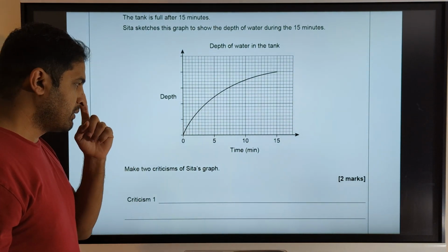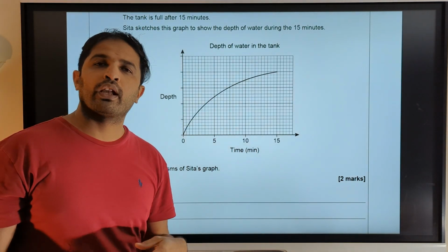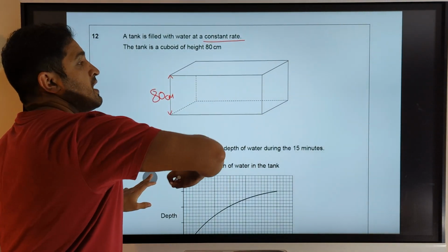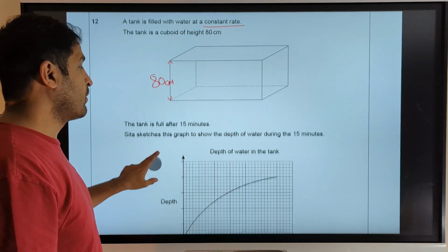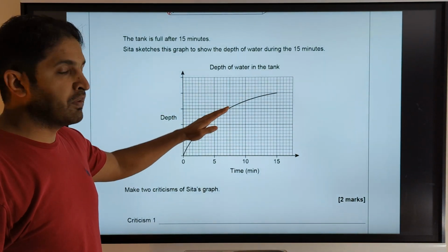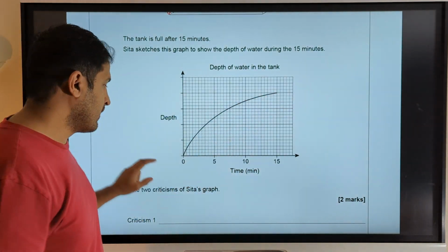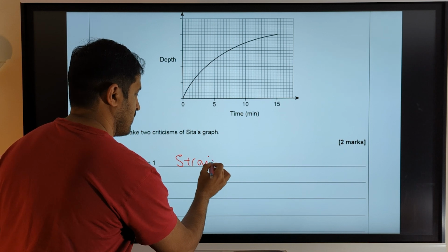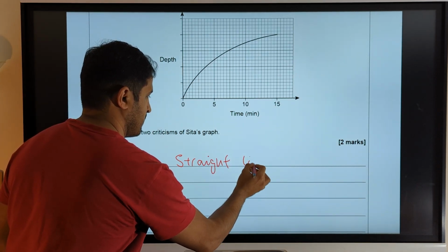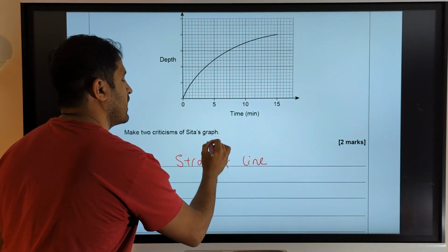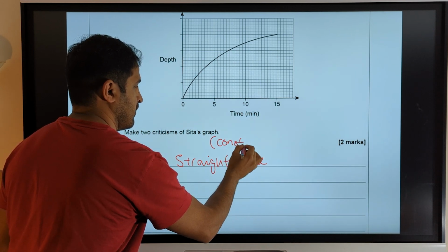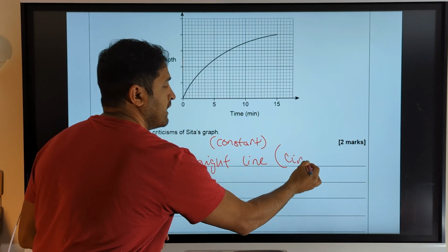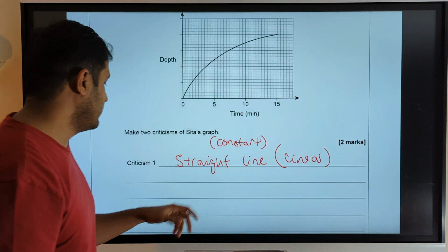Make two criticisms of this graph, okay? If the water is flowing at a constant rate and we've got a container that's cubic, it should be filling up at exactly the same rate. It shouldn't be going faster to start with and then slowing down. So it should be a straight line graph, because it's a constant rate, okay? Also, you can use the word linear. It should be a linear graph. Straight line means linear, okay?